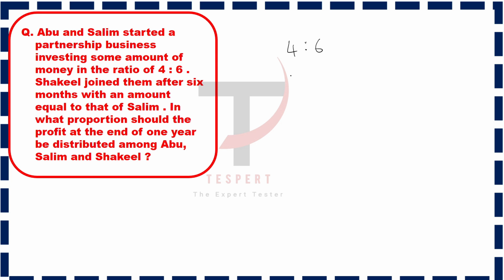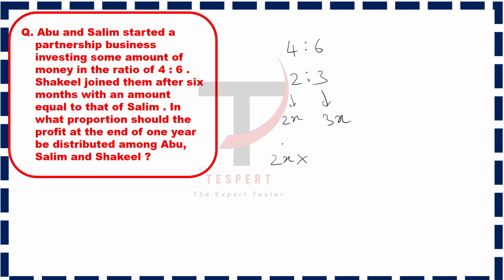So 4:6 is equal to 2:3 if we simplify this, right? And we can assume the initial investment ratio of Abu and Salim to be 2x and 3x. So Abu, Salim, and the other guy, Shakil, the ratio of investment of these three is 2x.